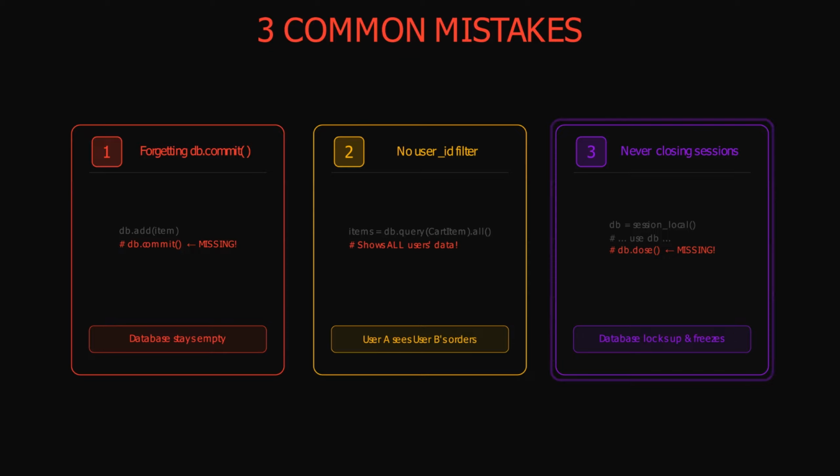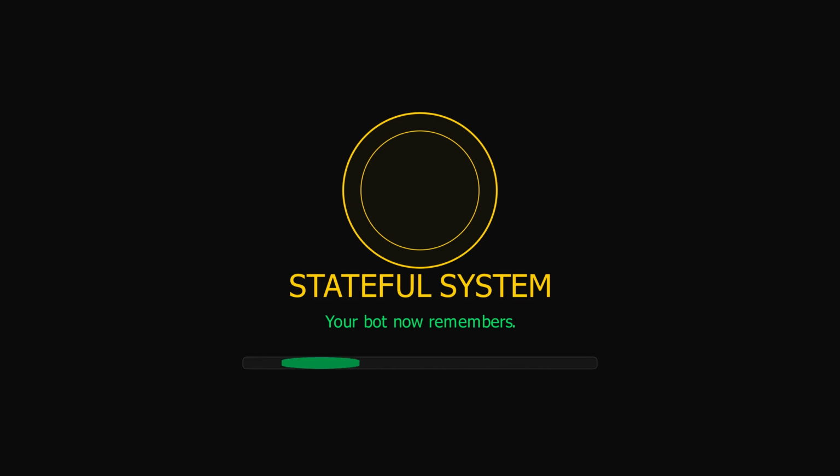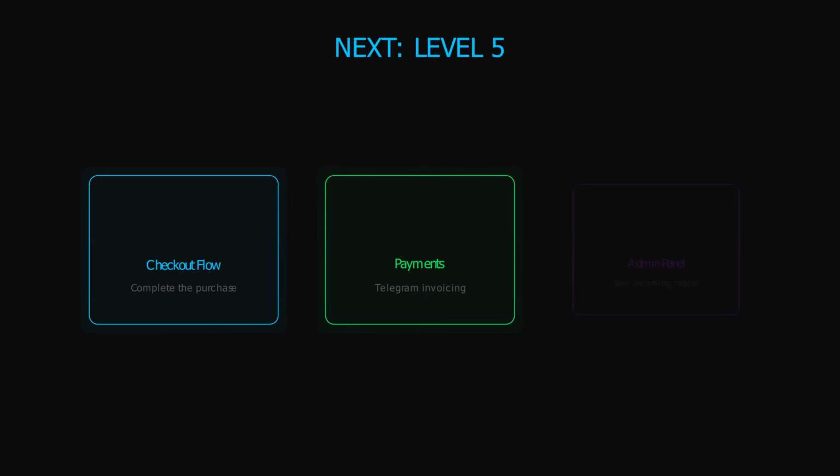By adding this database, we just crossed a massive threshold. You are no longer writing a simple script. You have built a fully functional, stateful system. It remembers. But right now, our users can only add items. What if they want to check out? What if they want to pay? And how do we, as the store owners, see these orders coming in?